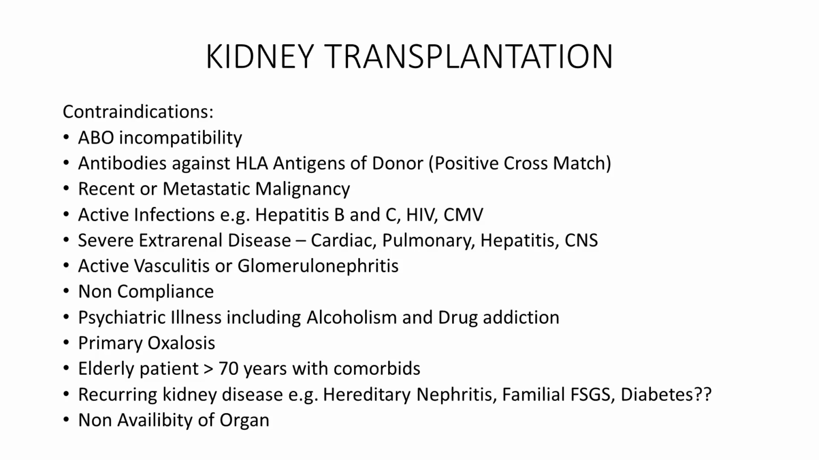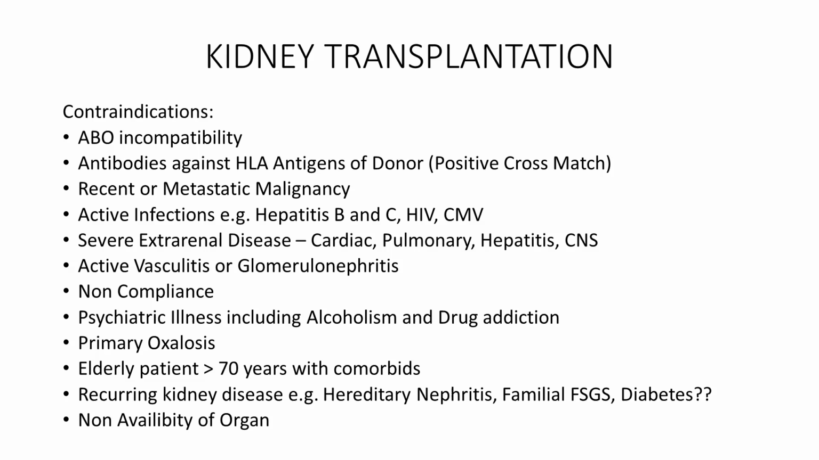Non-compliance: if you know a patient will not be able to follow the instructions and take the medication, then it is also a relative contraindication for transplantation. Psychiatric illness, including alcoholism and drug addiction, is a contraindication. Primary oxalosis, because primary oxalosis is a condition in which oxalate crystals are found in the urine, and if you transplant in such patients, that kidney will also be destroyed. Elderly patients above 70 years of age with morbid comorbidities is a relative contraindication for kidney transplantation.